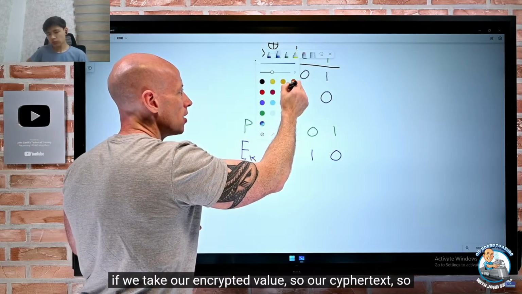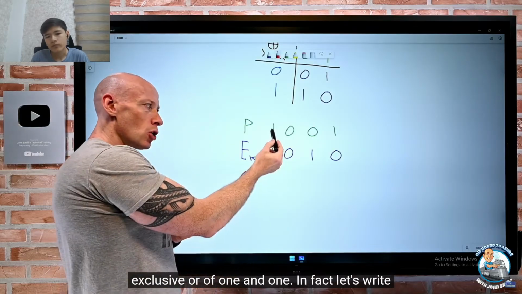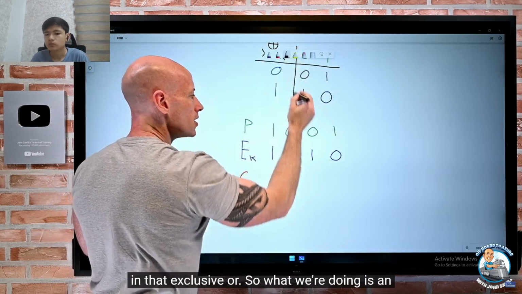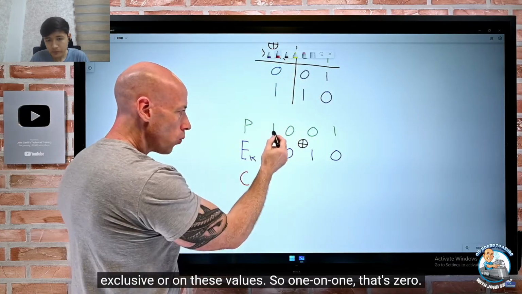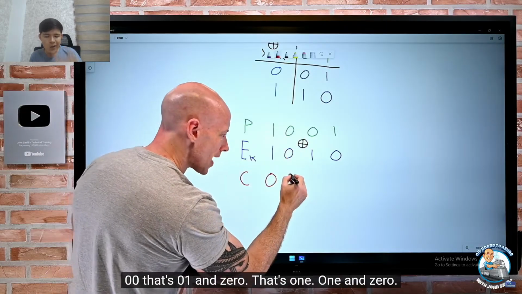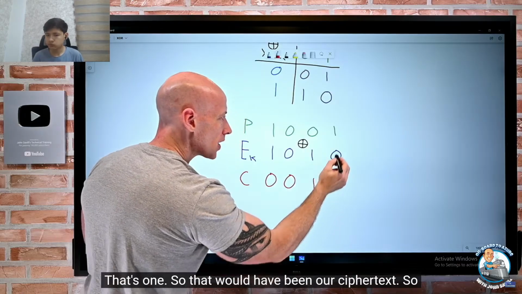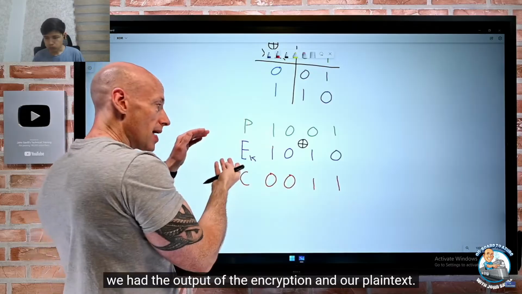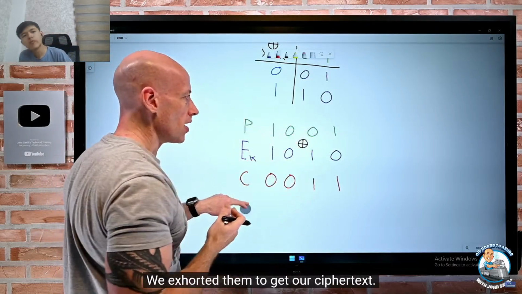So the ciphertext would be the output of that. If we take our encrypted values, so our ciphertext, the exclusive OR of 1 and 1, let's write in that exclusive OR. What we're doing is an exclusive OR on these values. So 1 and 1, that's 0. 0 and 0, that's 0. 1 and 0, that's 1. 1 and 0, that's 1. So that would have been our ciphertext. We had the output of the encryption and our plain text, and we XORed them to get our ciphertext.